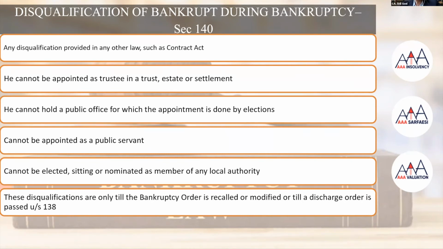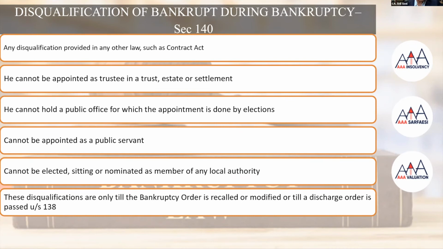Any disqualification provided in any other law, such as the Contract Act. There are various acts where the eligible person to enter into an agreement is mentioned. Like in the Contract Act, it is mentioned that any person who is undergoing the bankruptcy process is not qualified to enter into any contract. He cannot be appointed as a trustee in a trust or an estate or settlement. He cannot hold a public office for which the appointment is done by elections.